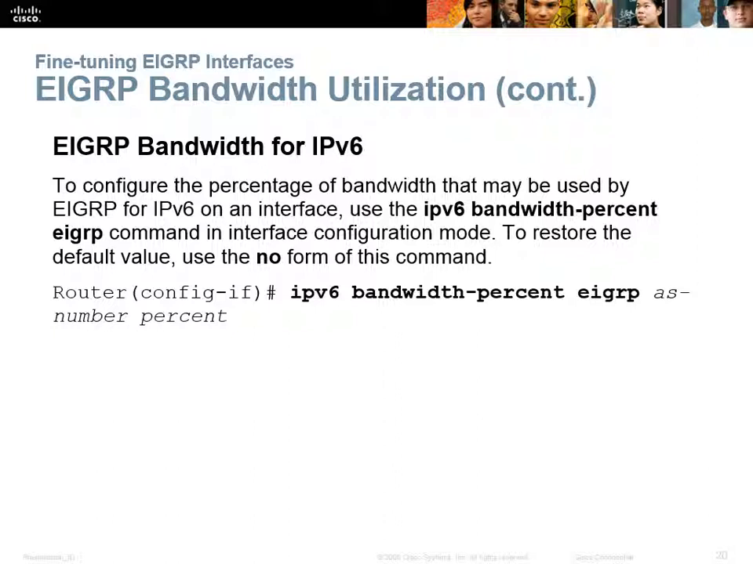IPv6, bandwidth percent, EIGRP, autonomous system number, percent. And Cody, just because you're so nice, I'm going to give you 100% bandwidth for IPv6 because no one uses IPv6 addresses. And I don't do DHCP over IPv6, so if you put an IPv6 static address out there, you're going to get all that bandwidth.